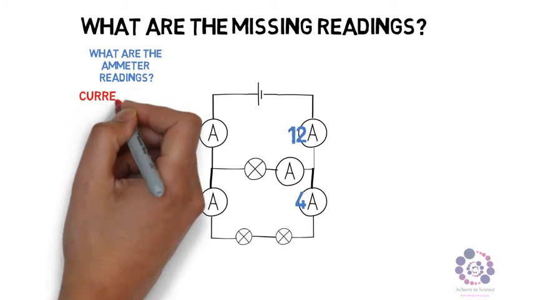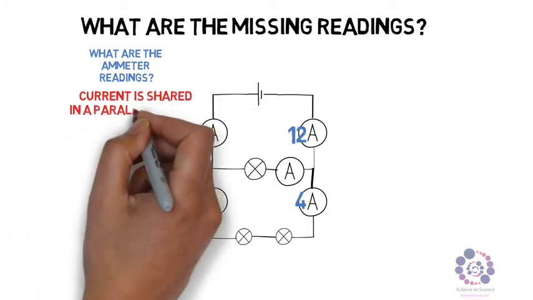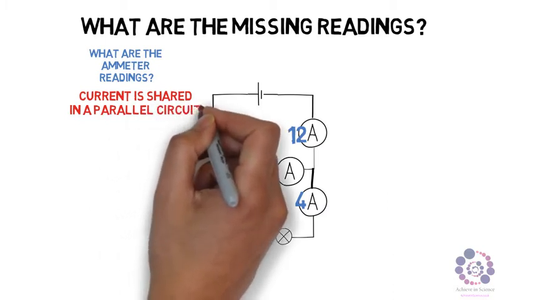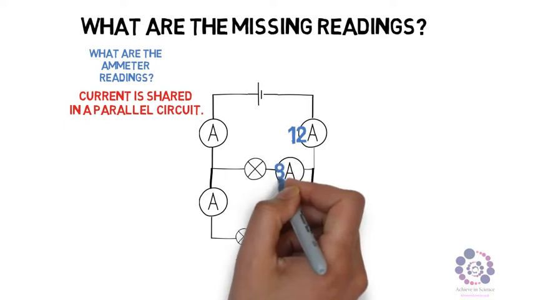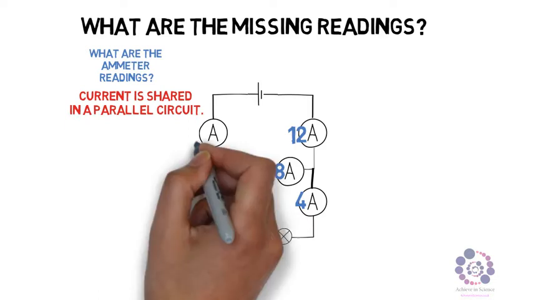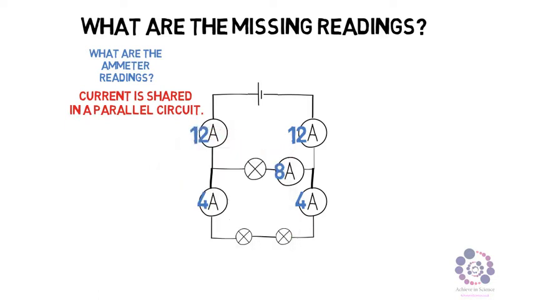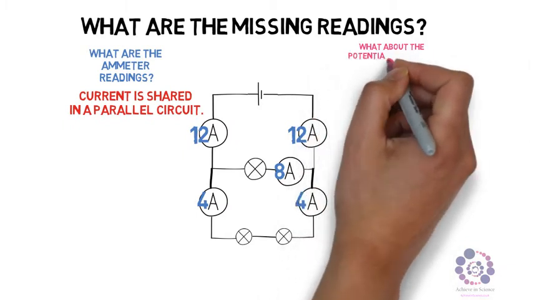Now we already know, therefore, that current is shared in a parallel circuit. So if 4 amps go along the second branch, therefore 8 amps must go along the first branch. It must equal 12. 8 plus 4 equals 12. Therefore we can now fill in the other branches. 4 amps along the bottom, and they must meet together again to form 12 amps again.